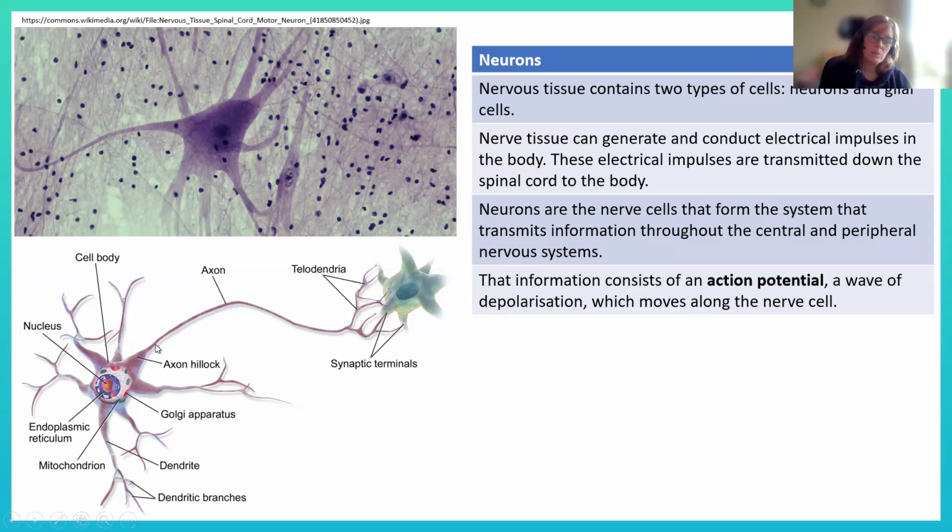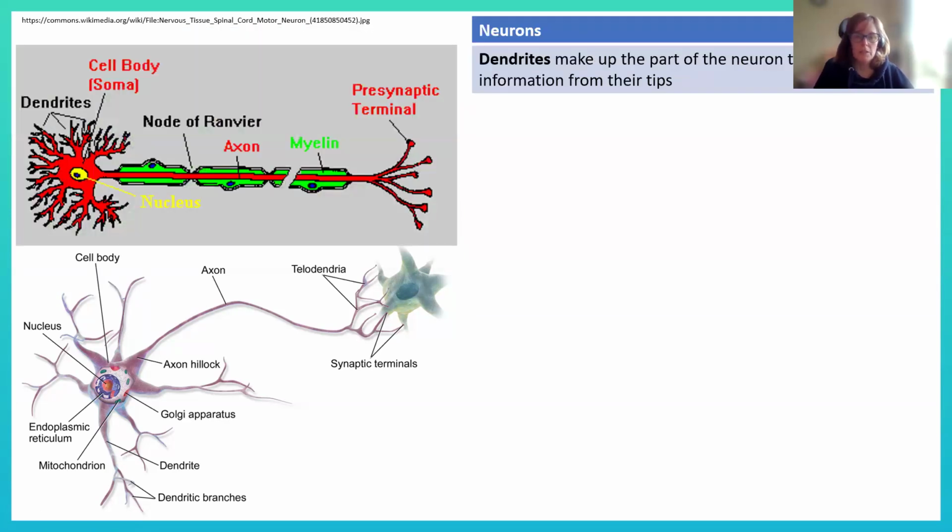What happens is this is charged. So think like static electricity is a charge. And the charge moves along this like an electricity moving along an electrical cable. So the charge moves along that neuron. That's what happens, a summary of what's going on there. So we're going to have a look at these neurons themselves.